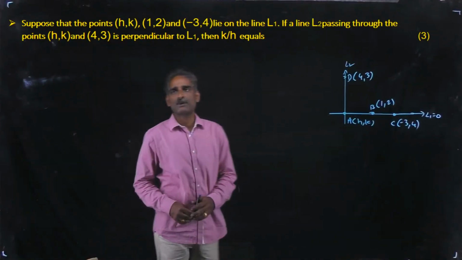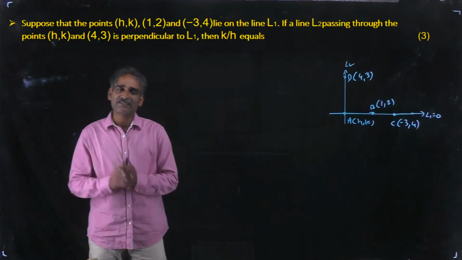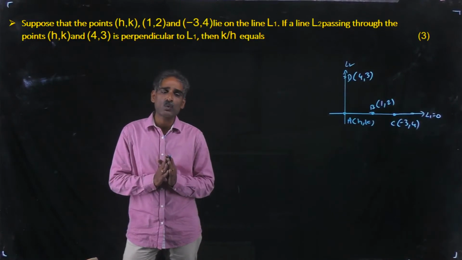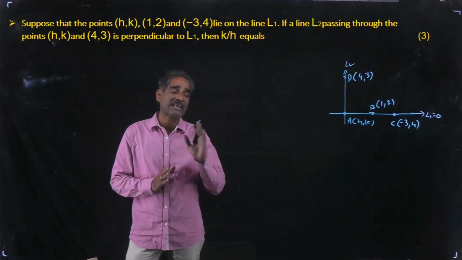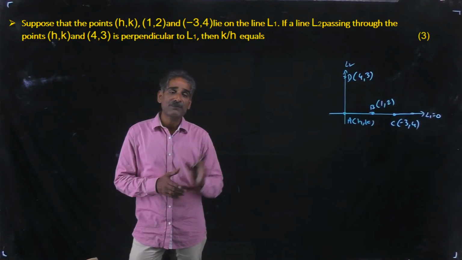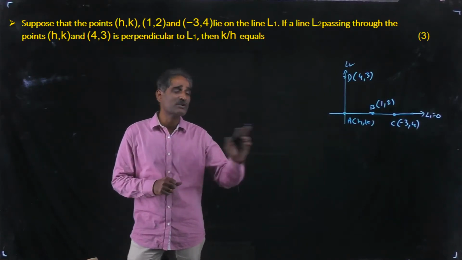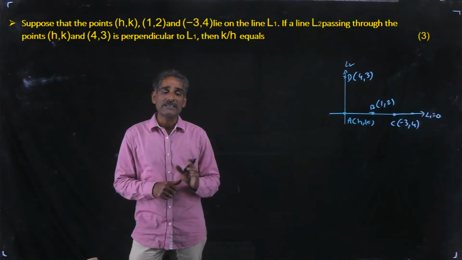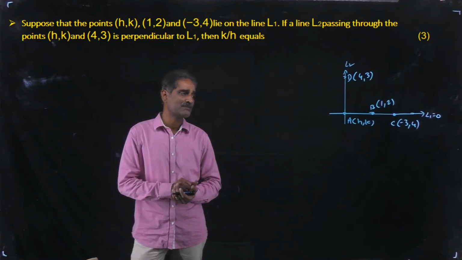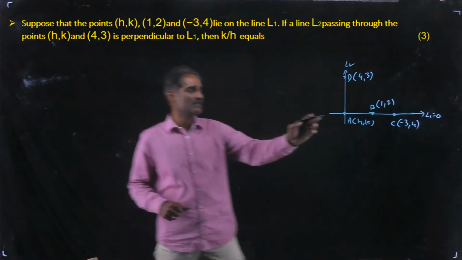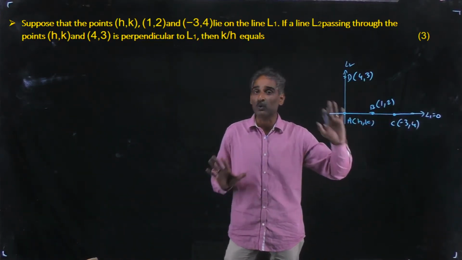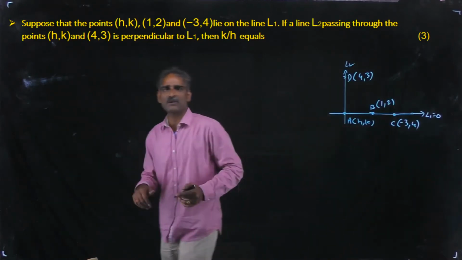See this problem. Suppose that the points h comma k, 1 comma 2 and minus 3 comma 4 lie on a line L1 equal to 0. If a line L2 passing through h comma k and 3 comma 4 is perpendicular to L1, then what is the value of k by h? So clearly you observe that these are the 2 points lying on L1 equal to 0. That means these 3 points are collinear. So apply the condition for collinearity.